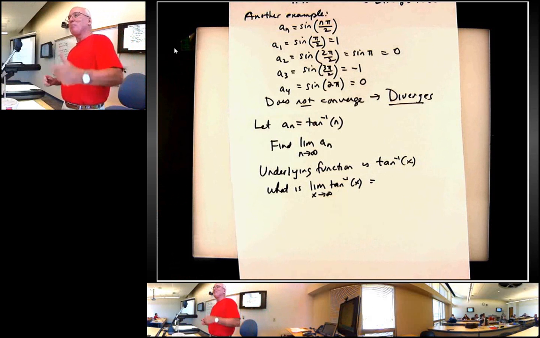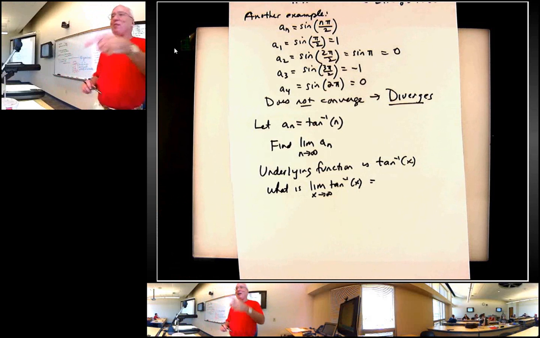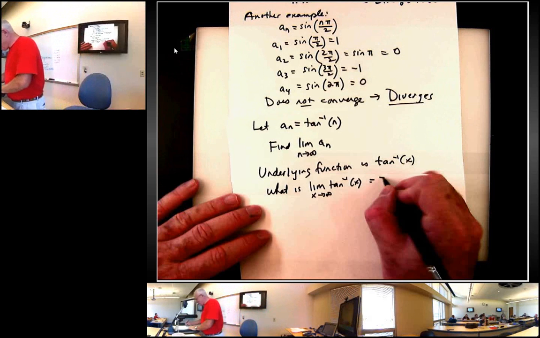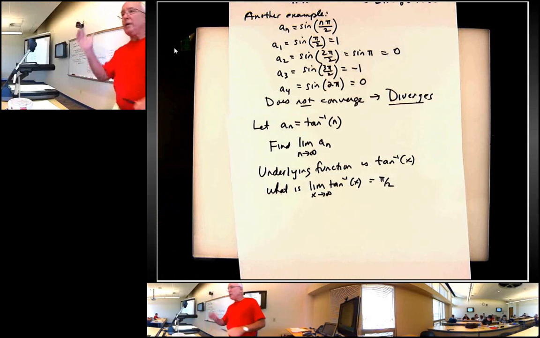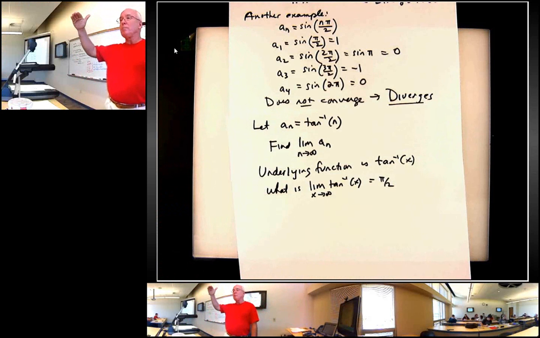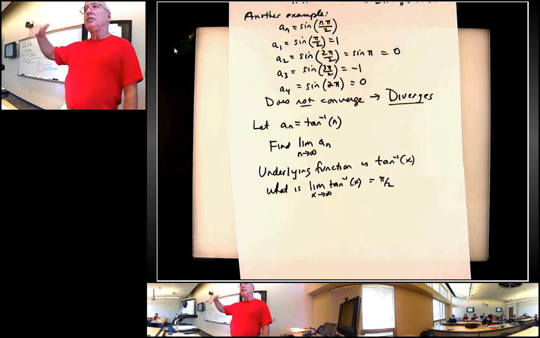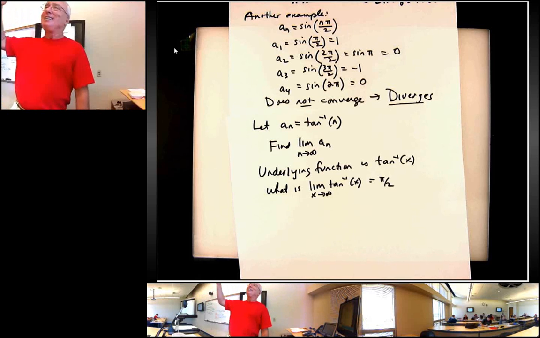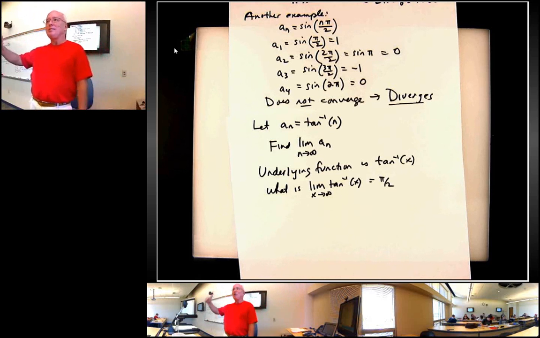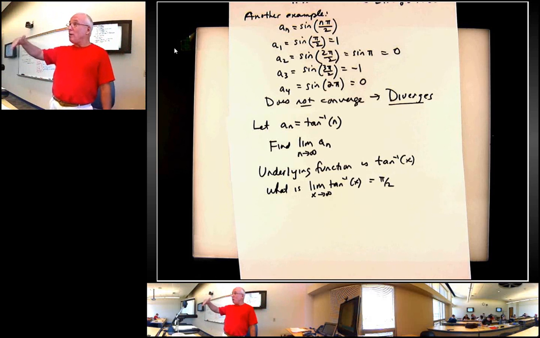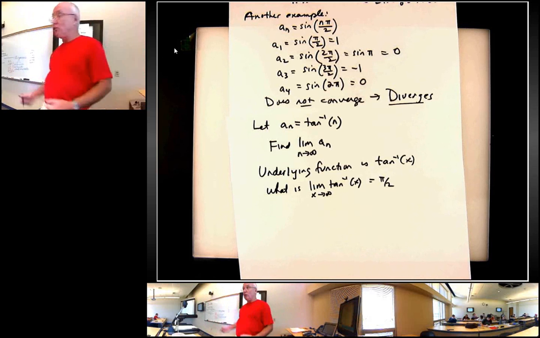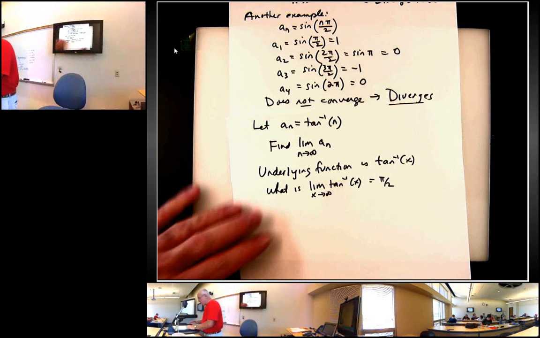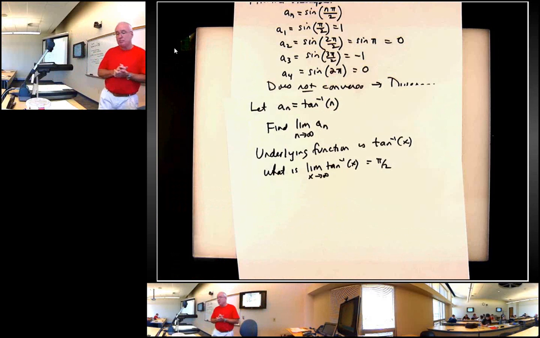It's pi over something. Not pi over 4, it's pi over 2. Because as we get up to pi over 2, remember the tangent is the sine over the cosine, and cosine gets smaller and smaller as we get to pi over 2. So therefore it gets larger and larger, it goes to infinity. So the limit of the tan inverse of x is pi over 2.